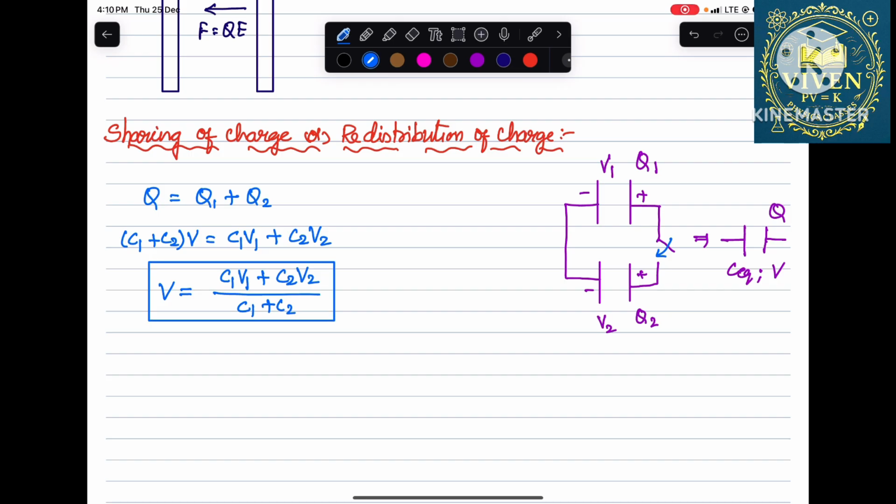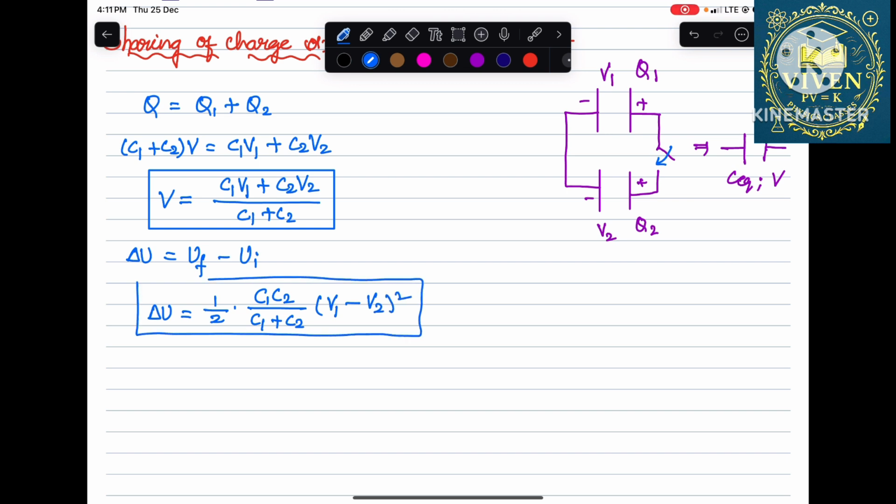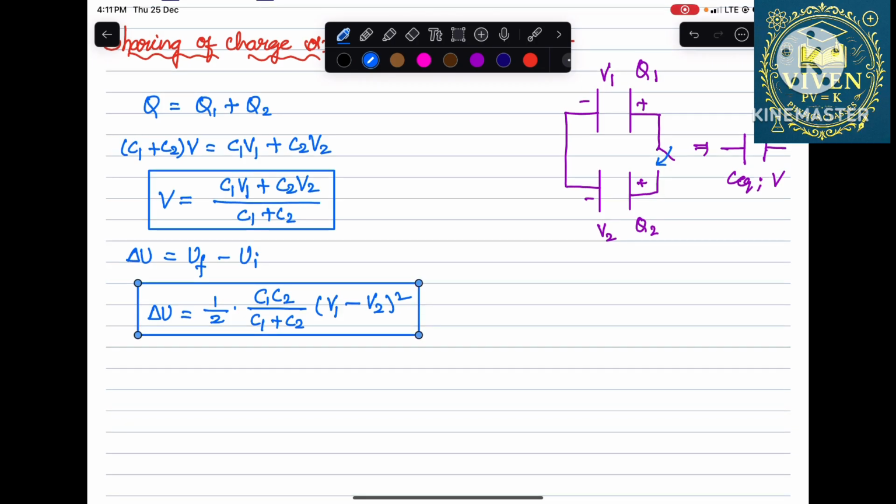And next, the next question they are going to ask you is, what is the change in the energy due to this? So U final minus U initial. For this I can write change in energy is equal to half into C1 C2 by C1 plus C2 into (V1 minus V2) whole square. You can use this formula for finding the change in energy for this combination, sharing or redistribution of charge. Clear?